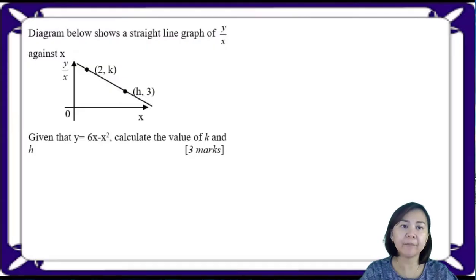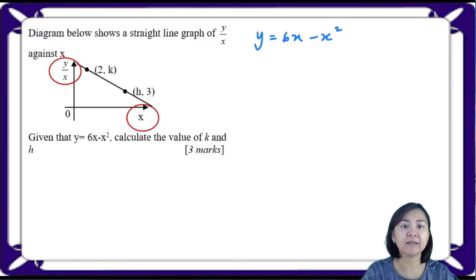Let's look at another example. The diagram below shows a straight line graph of y over x against x. Given that y equals 6x minus x squared, calculate the values of k and h. To solve these questions, transform the nonlinear equation into the linear equation. Refer to the given diagram, which is y over x against x. Therefore, we need to transform it into y over x. To transform y into y over x, we need to divide each term by x.